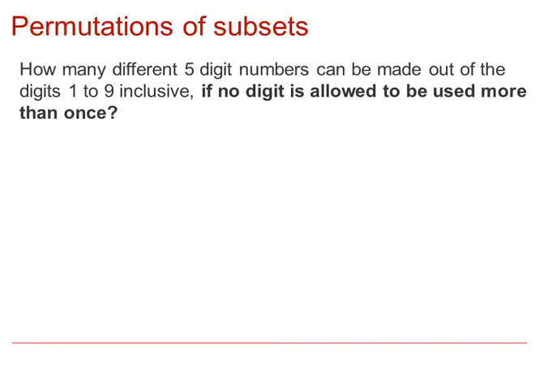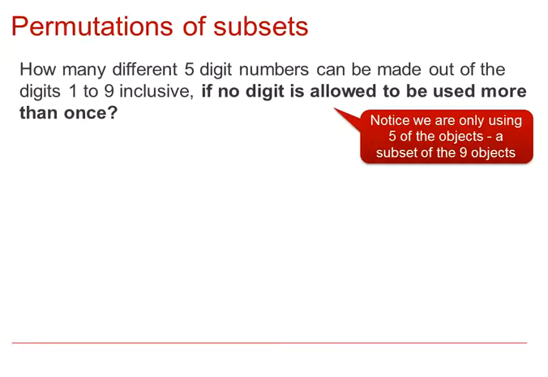If we are to look at permutations of subsets, then an example of this is to consider how many different 5-digit numbers can be made out of the digits 1 to 9 inclusive, if no digit is allowed to be used more than once. Notice we are only using 5 of the objects, a subset of the 9 objects.